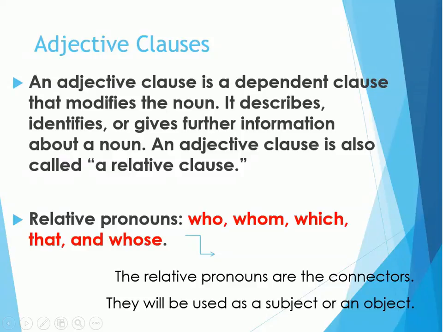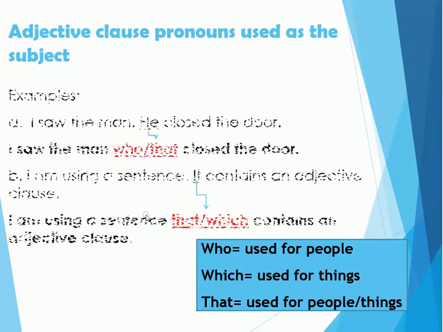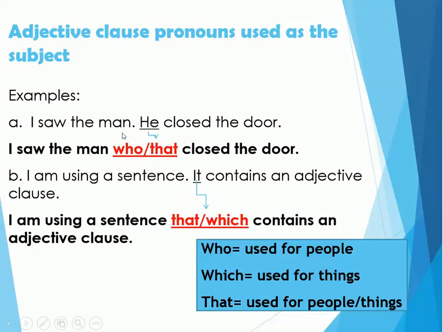So remember, the relative pronouns are the connectors, and they will be used as a subject or an object. First, let's see adjective clause pronouns used as the subject. I saw the man, clause number 1. He closed the door, clause number 2. I can connect these two sentences forming just one clause, okay? An adjective clause using a relative pronoun. I saw the man who or that closed the door.